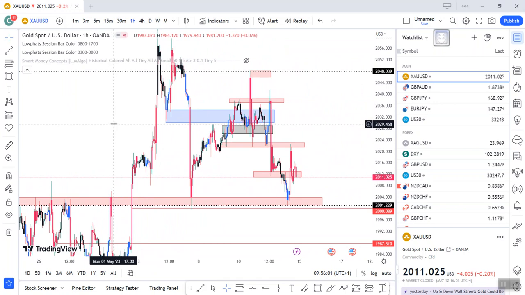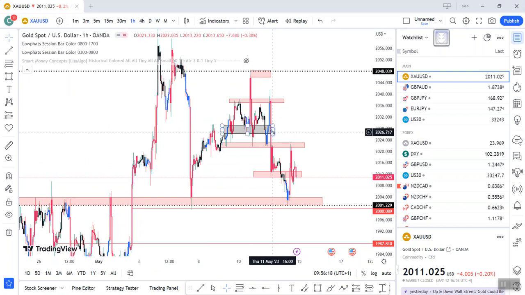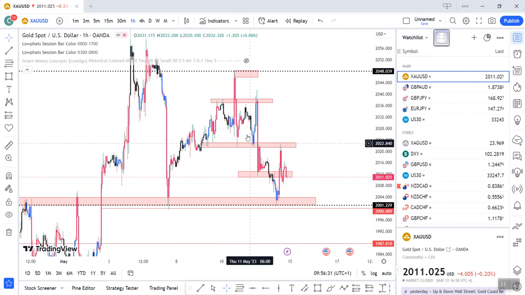That is why I will encourage anybody that is looking at gold to really look at the US session, and that is why I drew these sessions. These are actually the zones showing how the prices have been impacted by the zones in the US session.